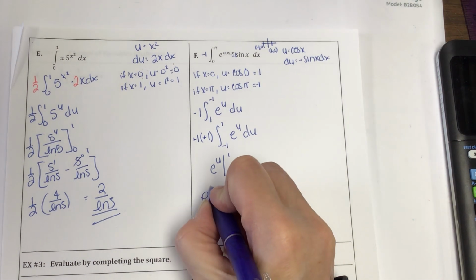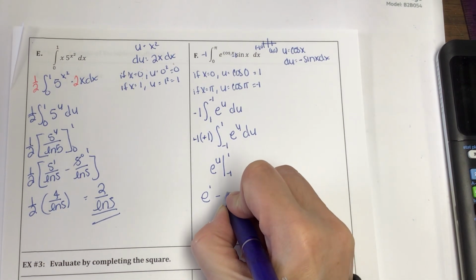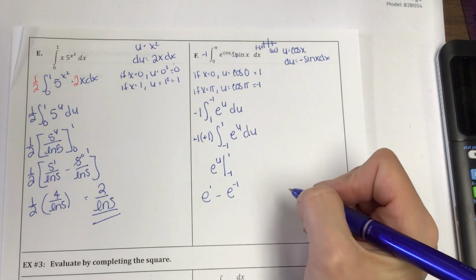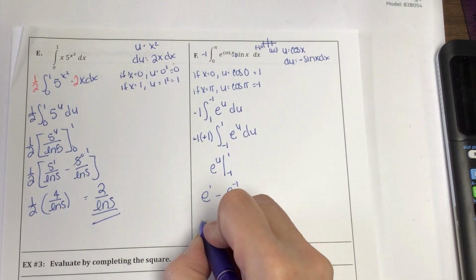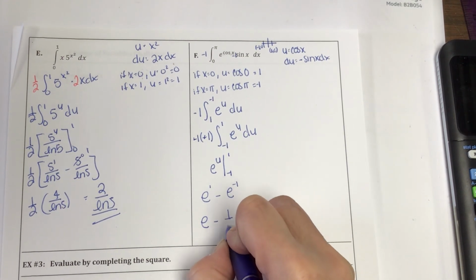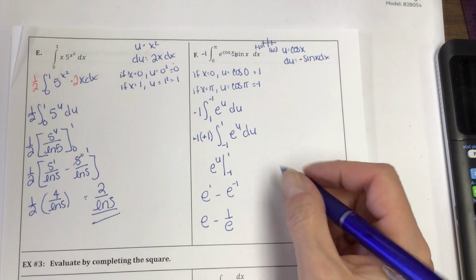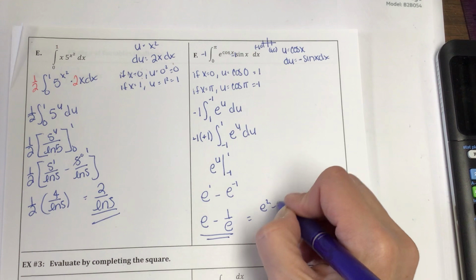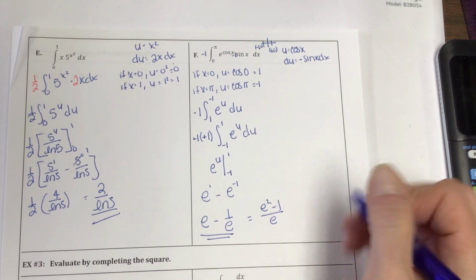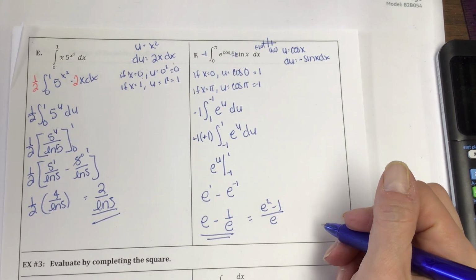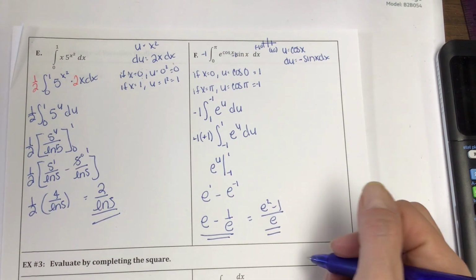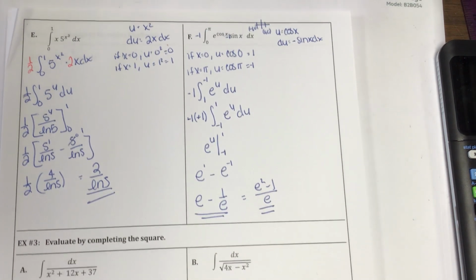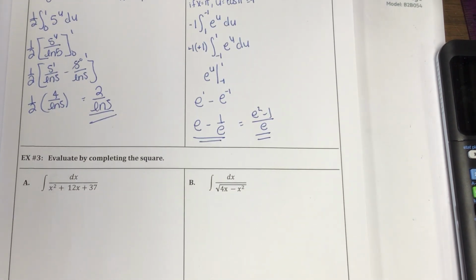Which would give me e to the first minus e to the negative first, or e minus 1 over e. Realize that you could also see this as e squared minus 1 all over e, right? Because that would have been a common denominator. Or you could see it in the decimal form if it was calculator based. Make sense? All right. Evaluate by completing the square.